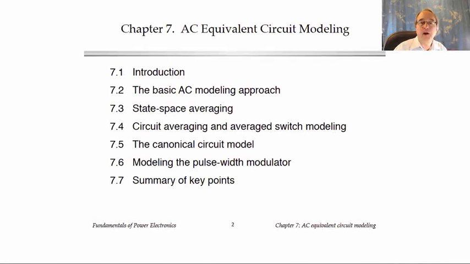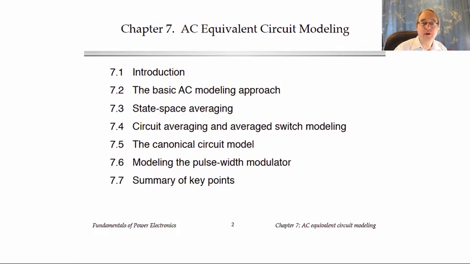In this course so far, we have discussed converter circuits and their DC equivalent circuits. Beginning this week, we will spend the rest of the course discussing converter control systems. What we're going to do is to extend the DC equivalent circuit models that you've learned to construct so far to include the converter dynamics.